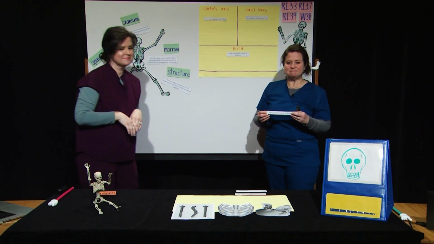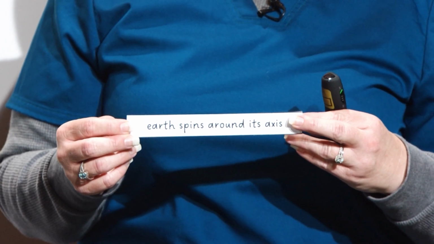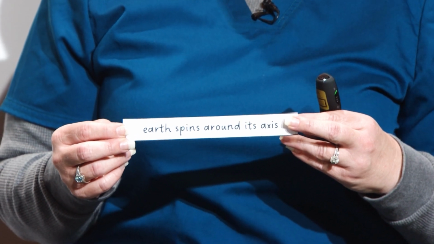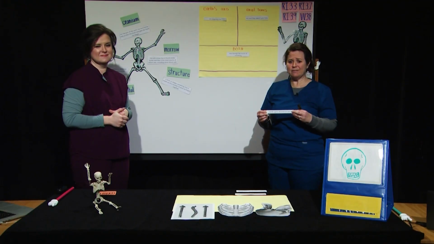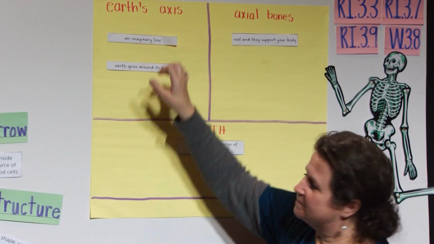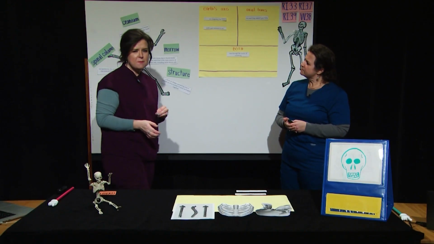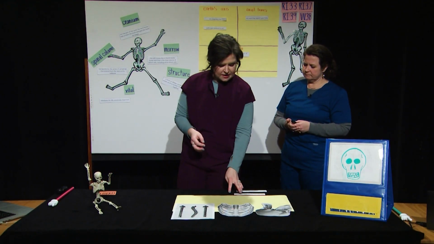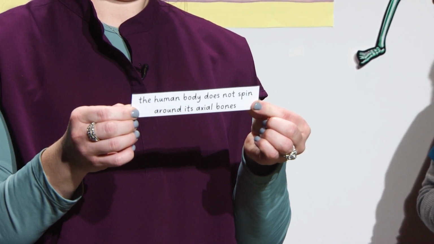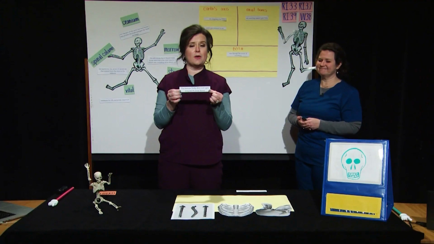Read this one with me. Earth spins around it. Well, we for sure know the Earth doesn't spin around our axial bones. That's just for the Earth's axis. We'll put it here. And let's look at this next one. The human body does not spin around its axial bones. We can definitely add that one to the axial bone column.